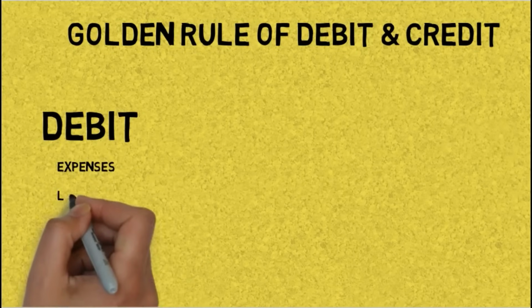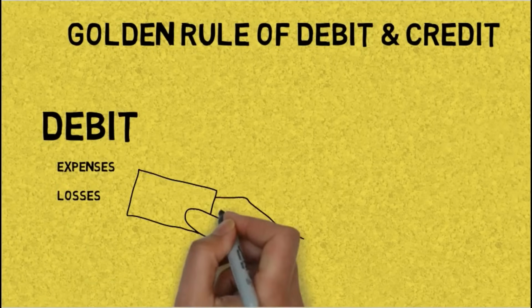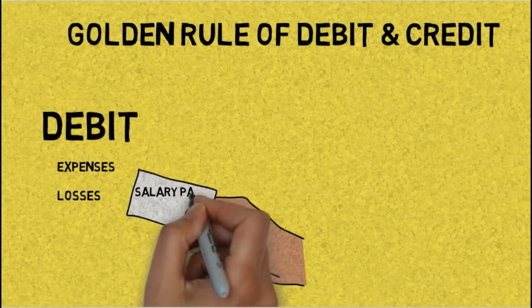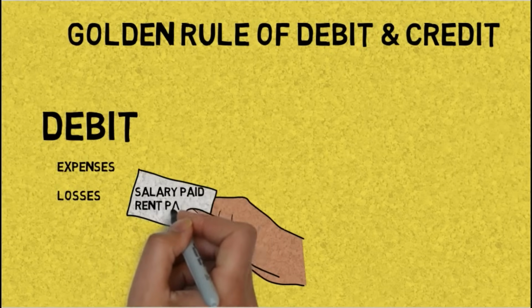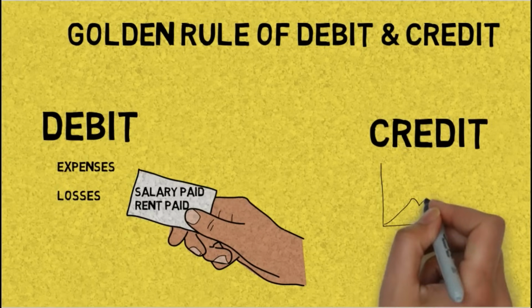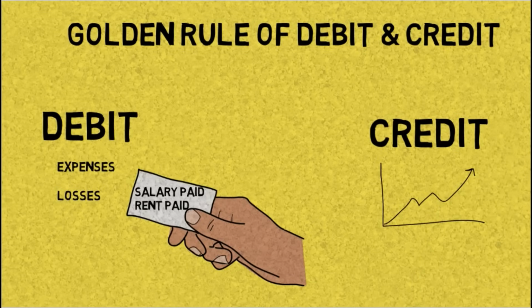Debit all the expenses and losses. For example, salary paid, rent paid, these are the expenses. It will be debited. Credit all the income and gain. For example, sales, interest received, these are the income of the company and these accounts will be credited.